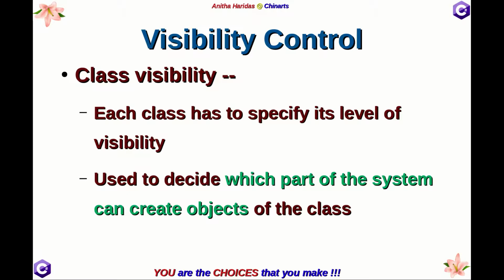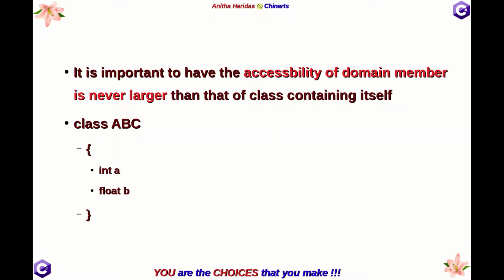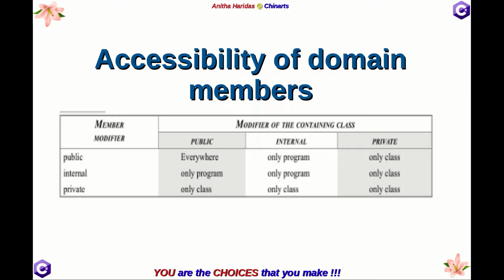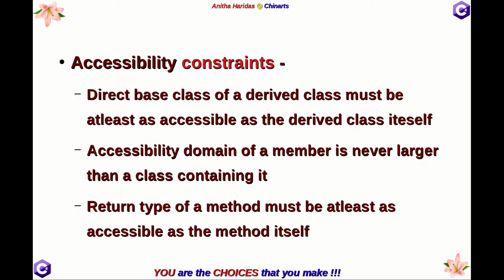The class visibility we discussed. We also discussed visibility of class members. In the same context, we have discussed the accessibility of the domain members and the accessibility constraints in the inheritance.